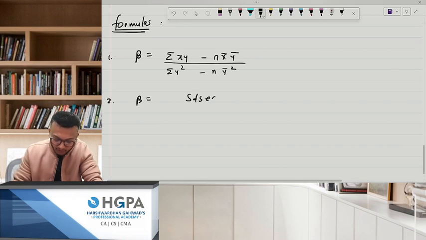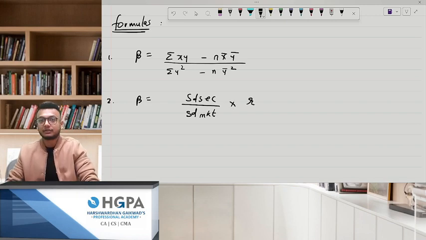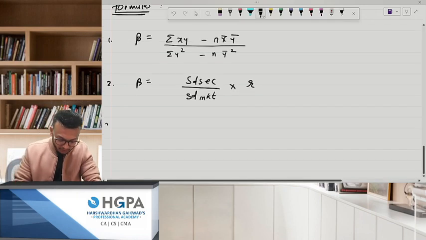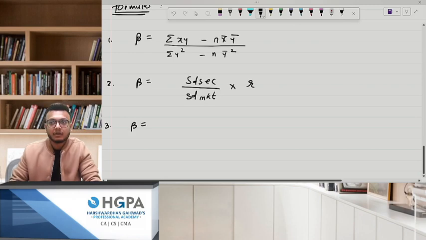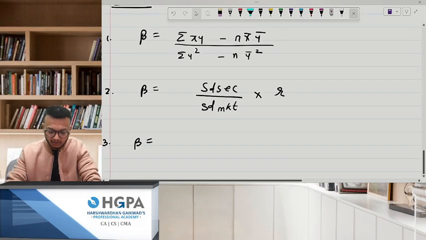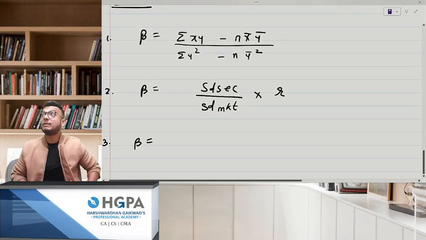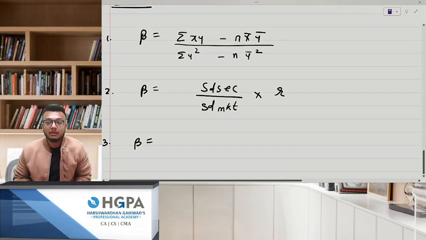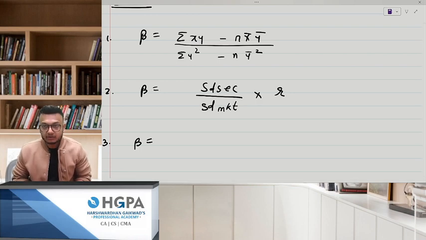Standard deviation of security upon standard deviation of market into R correlation. Third formula: I will not write it, you have to write. I will wait for one or two minutes. Online people, please pay attention. So how can we solve the formula?